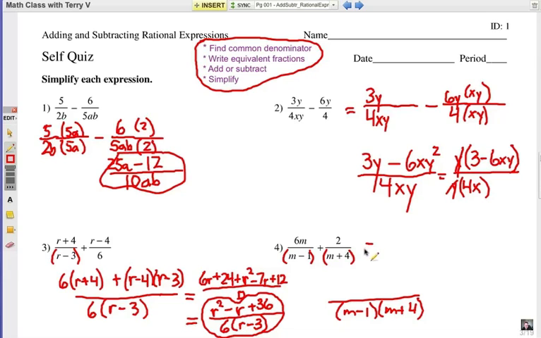All right, let's go ahead and look at this part here. I'm going to have 6m over m minus 1. The missing factor for my denominator is m plus 4, so multiply top and bottom by m plus 4. Then I'm going to take my second fraction, and I have a 2 on the top and an m plus 4 at the bottom. The missing factor for my common denominator is m minus 1, so multiply top and bottom by m minus 1.